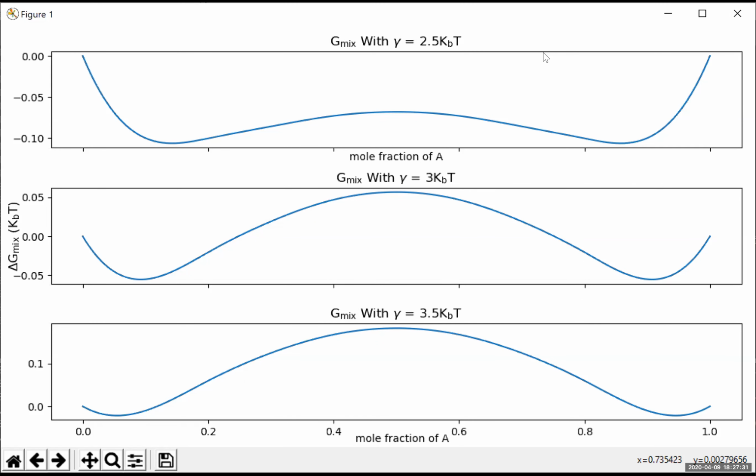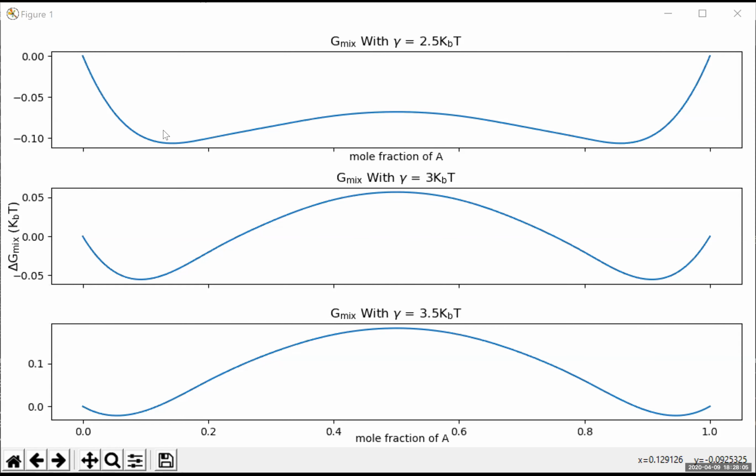Looking at where the minima occur, with 2.5, it occurs closer to 0.2. With 3, it occurs closer to 0.1, and with 3.5, it occurs closer to 0.05. The actual values are important, but what you should take away is that as you increase gamma, the mole fraction where it becomes stable becomes more extreme.